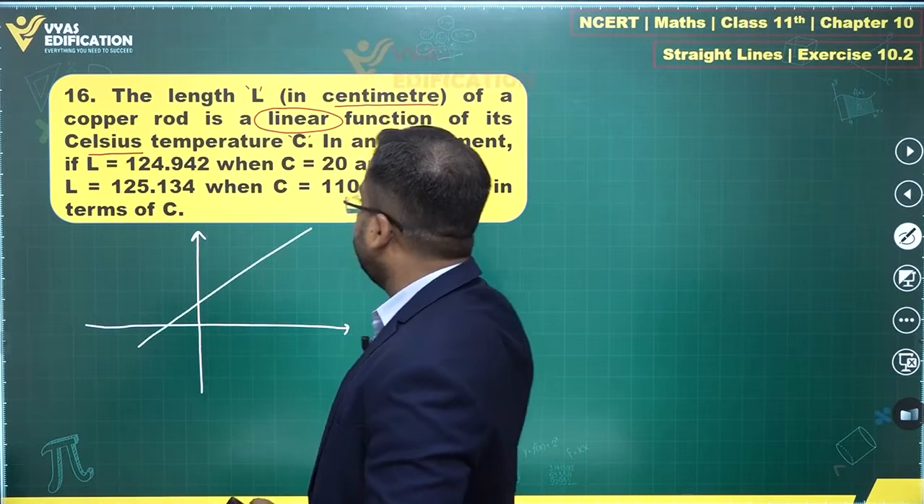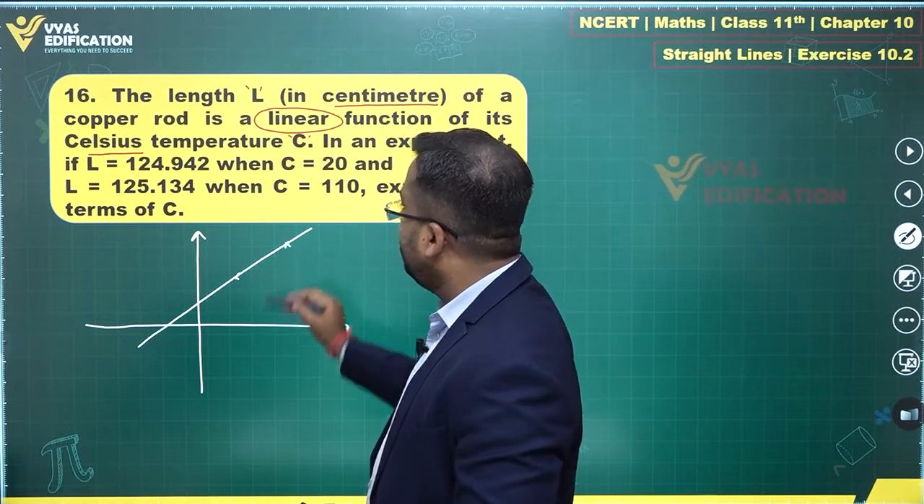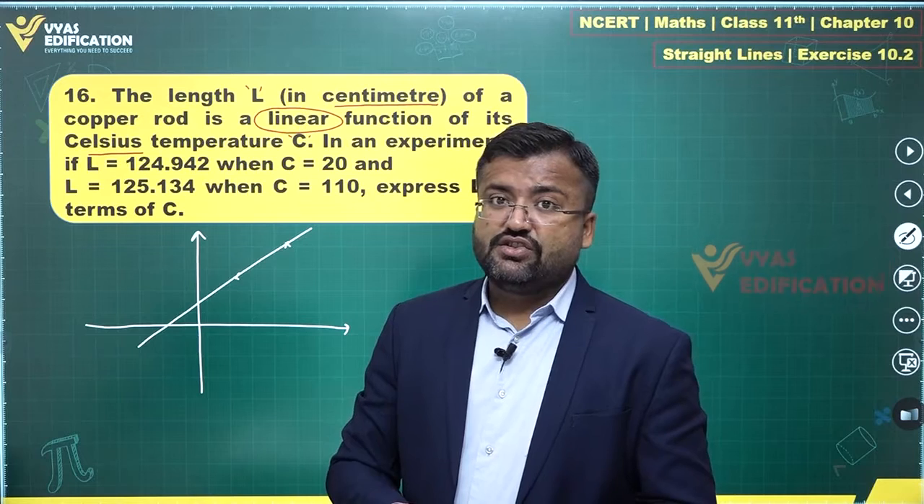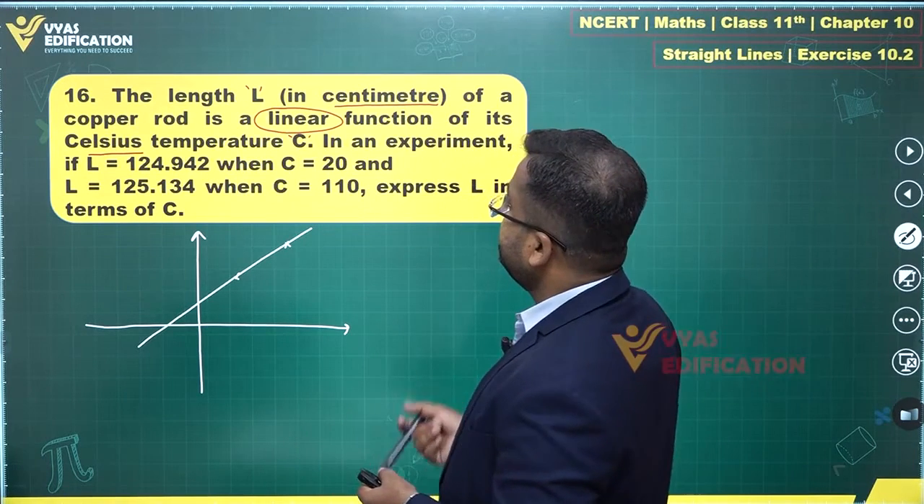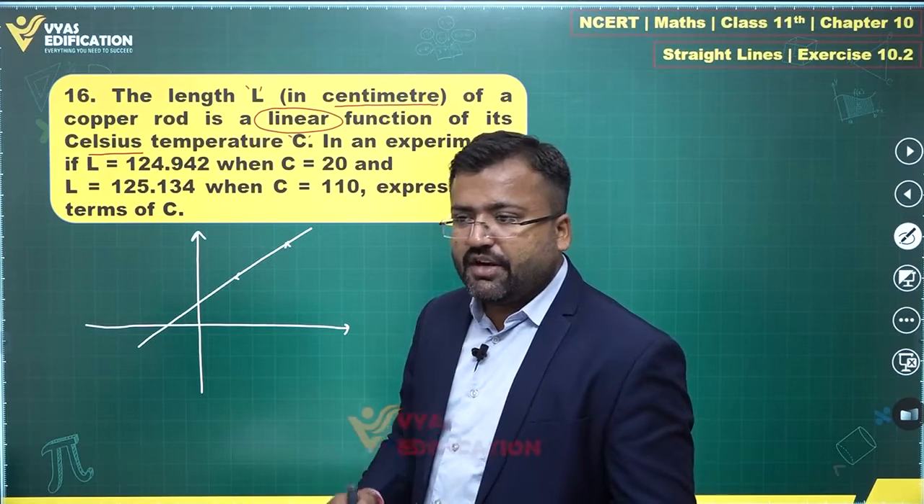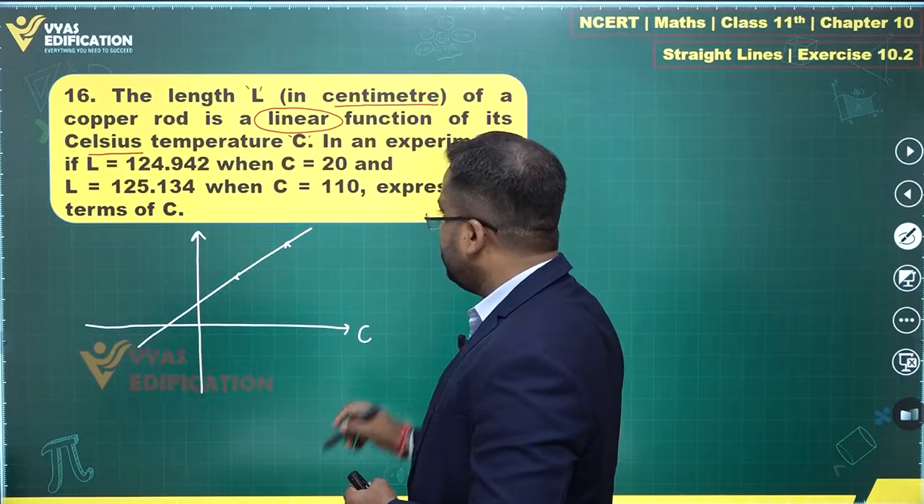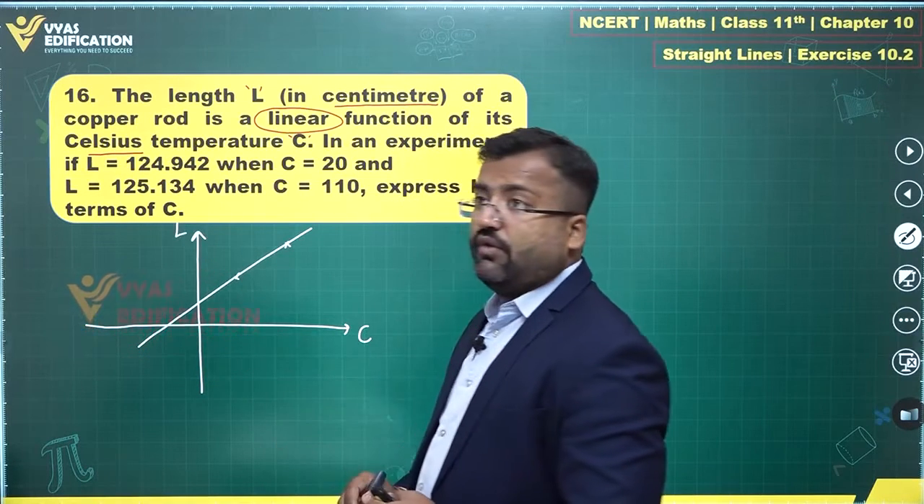Okay, straight line kind of in this. And on the straight line you are given 2 points. Which axis will be the x-axis? Let's take, okay, we can change the temperature. So let's take temperature as an independent function. On the basis of temperature, the length changes. So let's mark C over here. Let's mark L over here.